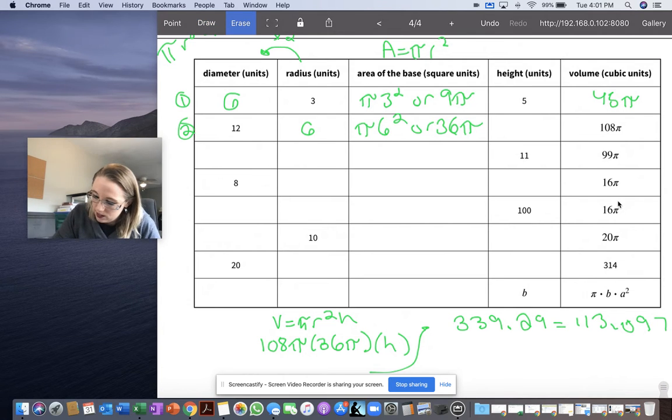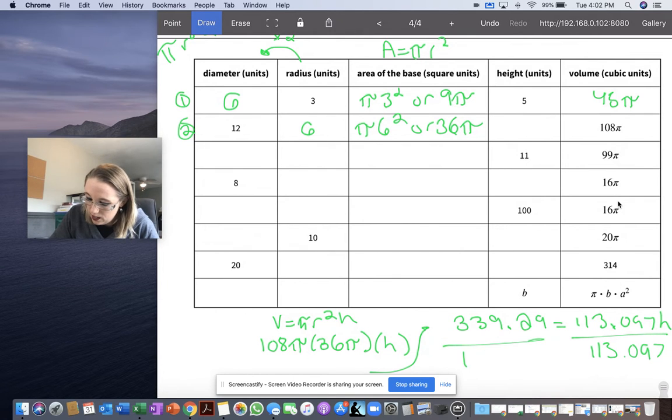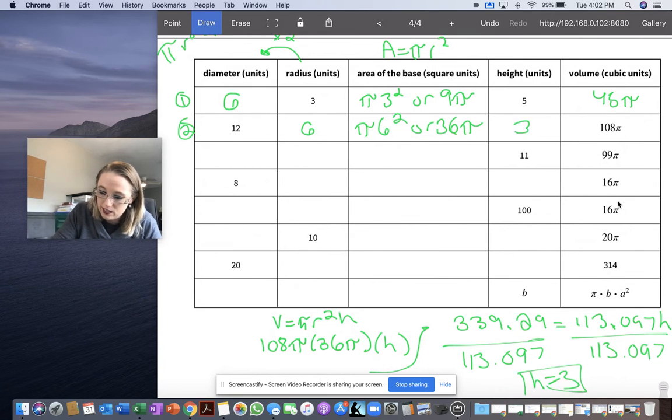So let's do this: 113.097h. To get h by itself, you're going to divide by 113.097. And nicely enough, h comes out to be 3. So your height is 3.